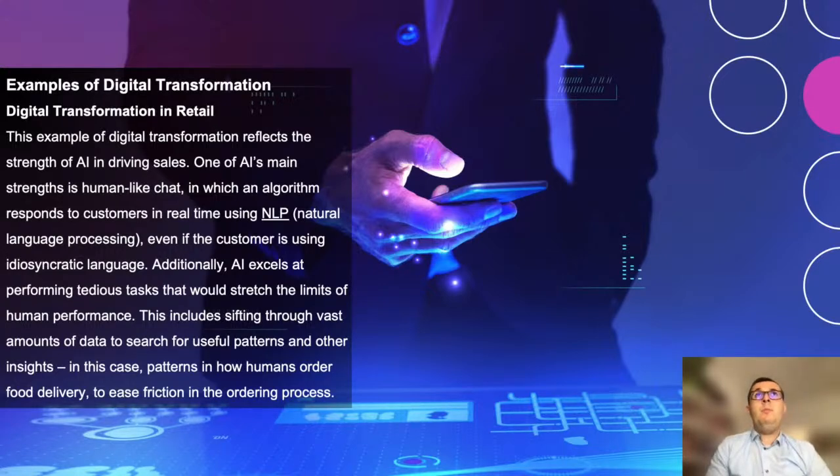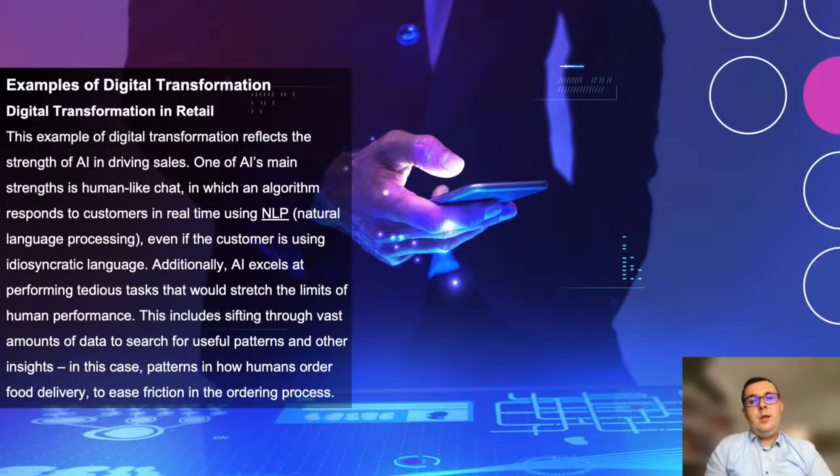Artificial intelligence is a very important part of our digital transformation, because one of AI's main strengths is human-like chat. They offer a chatbot, and it's actually like a human would interact with the customer, in which an algorithm responds to customers in real time using natural language processing. So they offer us, let's say, some predefined options from which we can choose, and then they will talk to us based on those options. And it's a very important automation process that many companies have implemented in the last few years.